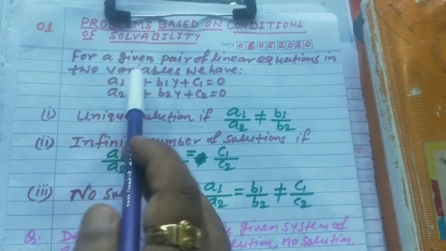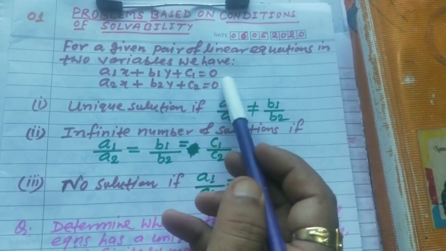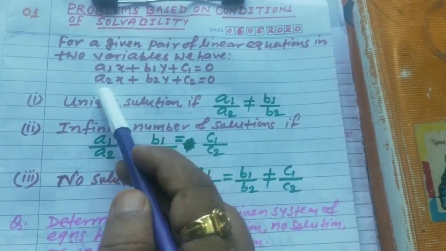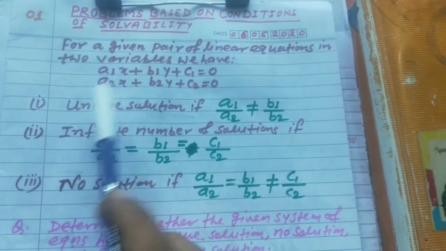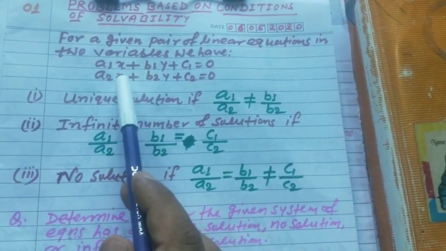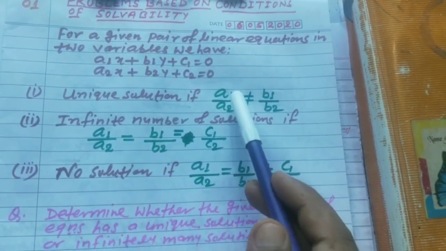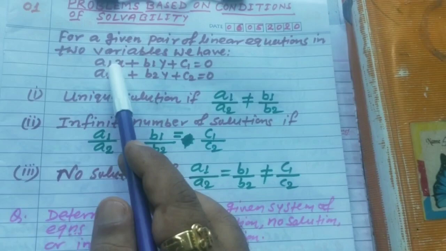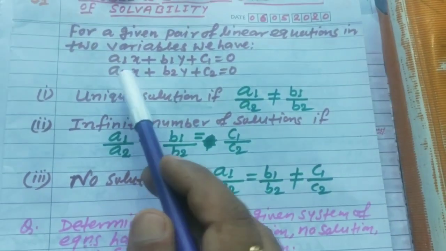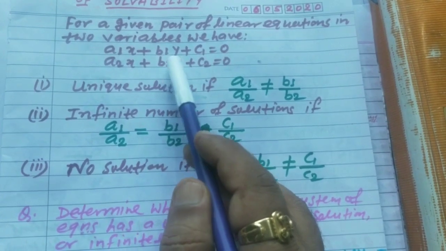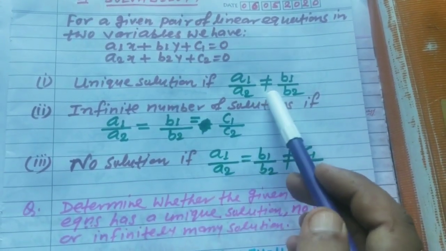As we know that for a pair of given linear equations in two variables, a1x plus b1y plus c1 is equal to 0, a standard form of linear equations in two variables, and a2x plus b2y plus c2 is equal to 0, the given system of equations will have a unique solution if the condition is that a1 upon a2, that is the ratio of coefficient of x in equation first and coefficient of x in equation second, should not be equal to the ratio of coefficient of y in equation first to coefficient of y in equation second, that is a1 by a2 should not be equal to b1 upon b2.